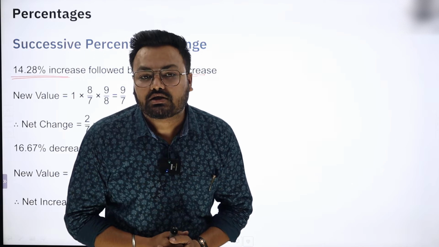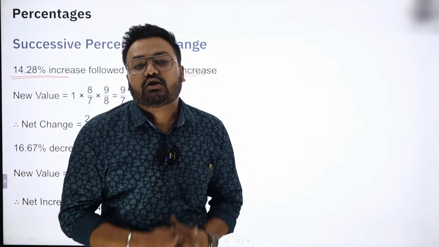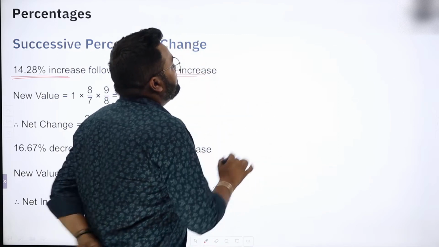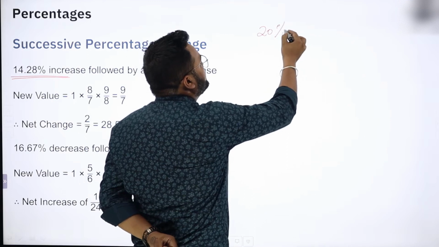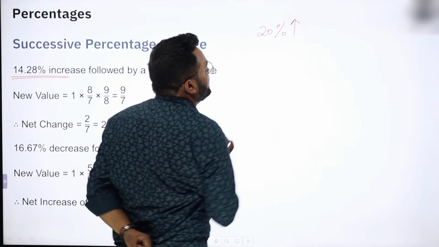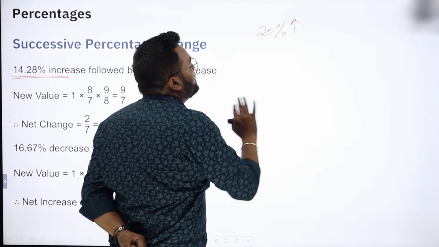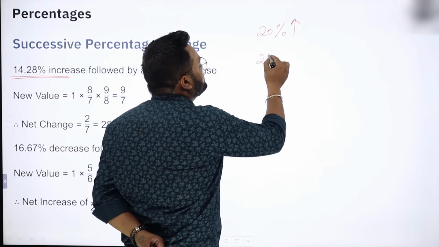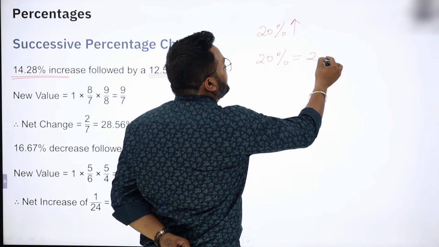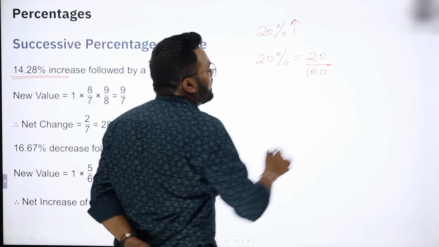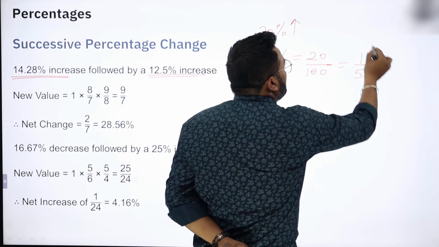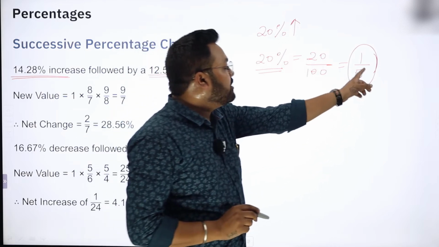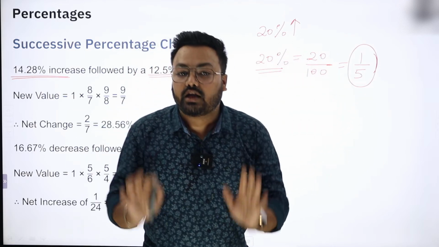What is the multiplying factor concept? I will take one simple percentage example so that you can understand it. Let us see, if there is a 20% change, or I would say a 20% increase. First of all, we will find the fractional value of this 20%. Removing the percent sign, it becomes 20 by 100, and its value is 1 by 5. So the fractional value 1 by 5 and 20% are both equal.